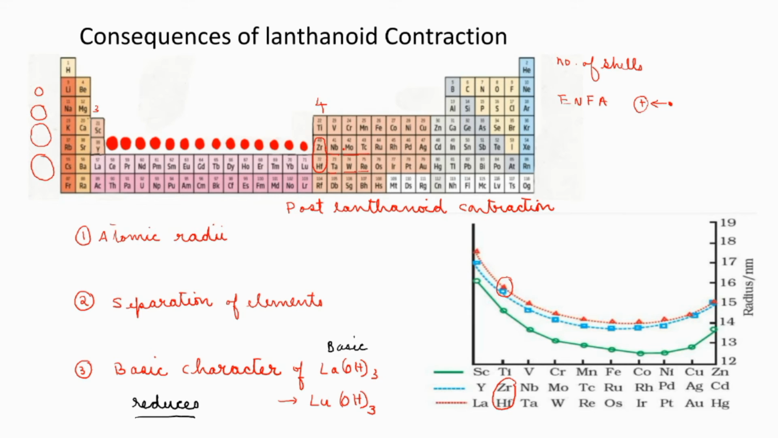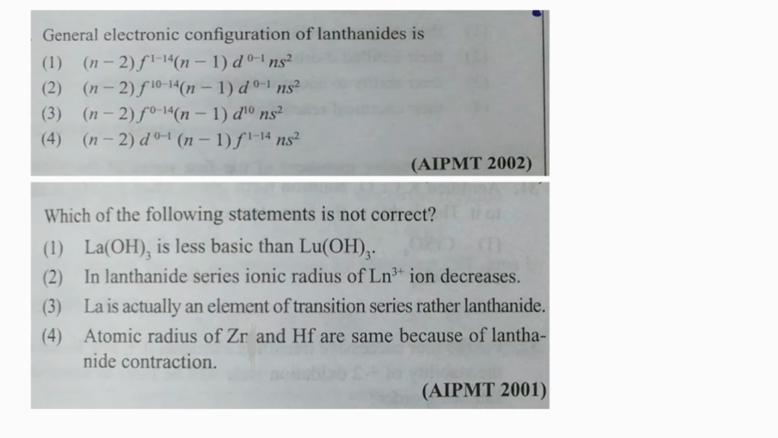They may ask a question: lanthanum hydroxide or lutetium hydroxide, which one will be more basic? Lanthanum hydroxide is a very good base. Why? Because of the greater size of the atom. But across the period, the size of the atom decreases. So lutetium hydroxide will be least basic in nature. Got it? Now see this question.